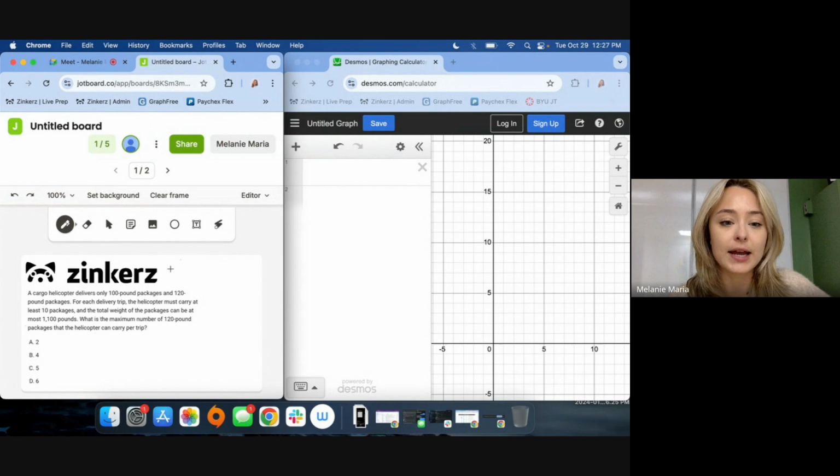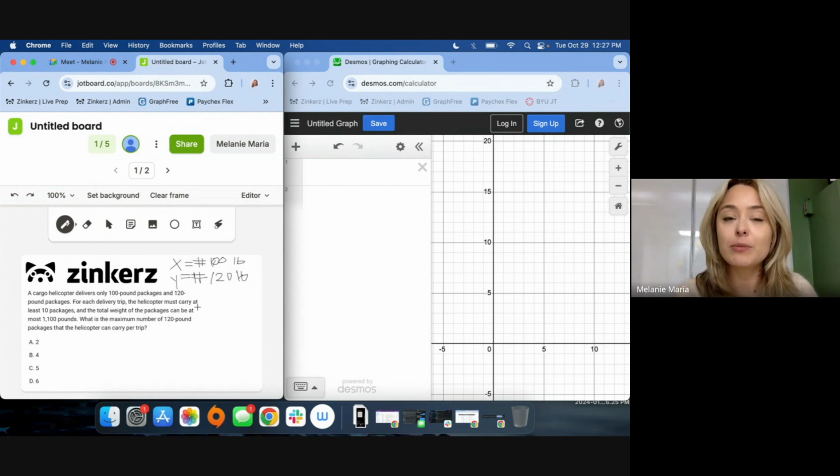So let's define X as the number of 100-pound packages here. And then similarly, we'll define Y as the number of 120-pound packages here.